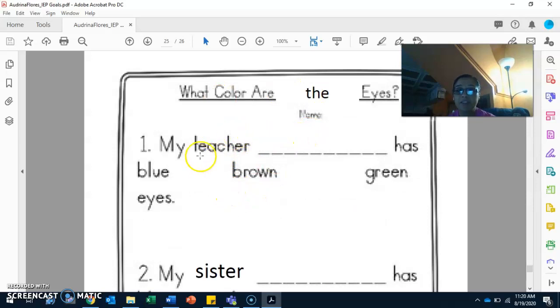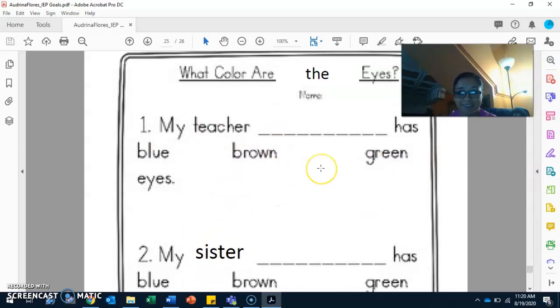So my teacher blank has blank eyes. What color of eyes does my teacher have? Does she have blue? Does she have brown? Or does she have green? Circle your best answer. I do not have blue. I do not have green.